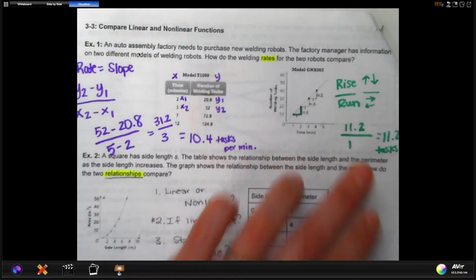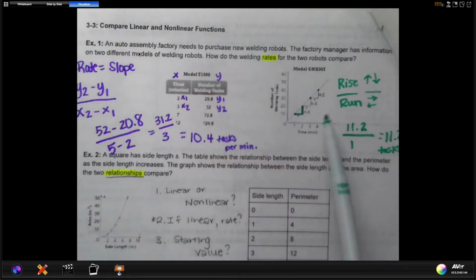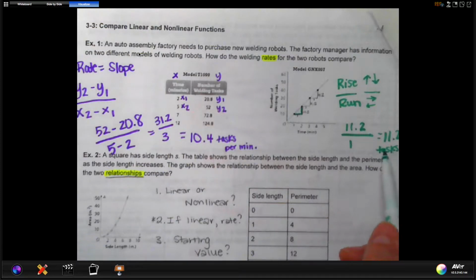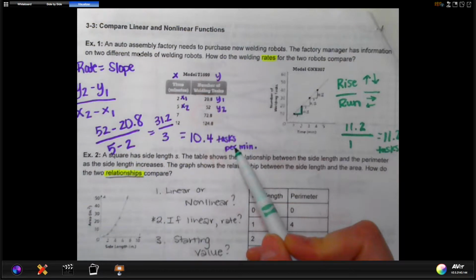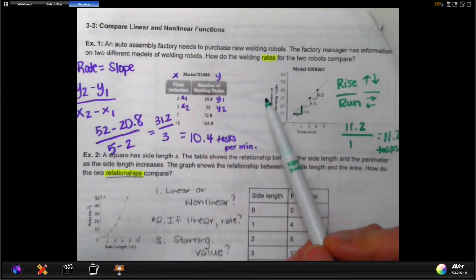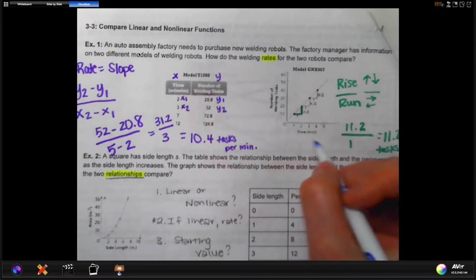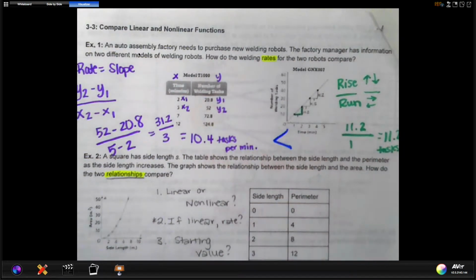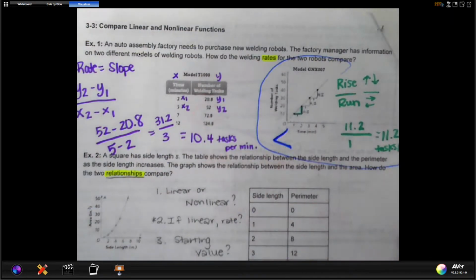Okay, and so the question is, how do the rates compare? The model on the right is going to be faster, more tasks per minute than the robot on the left. And so if they want to purchase new ones, I'm assuming they're going to want to purchase the faster ones. So this one is faster or greater than this one. Okay, so this would be the one to purchase over here.